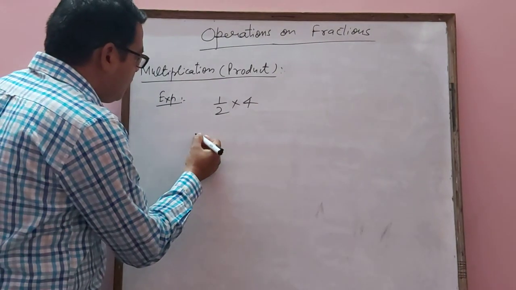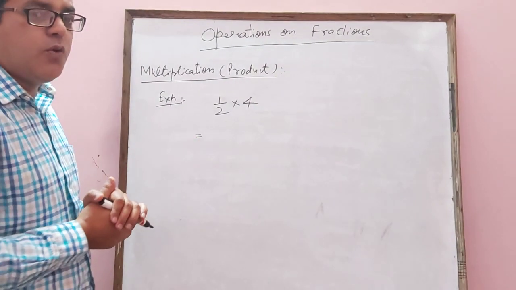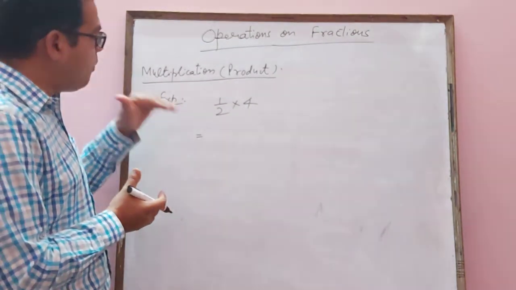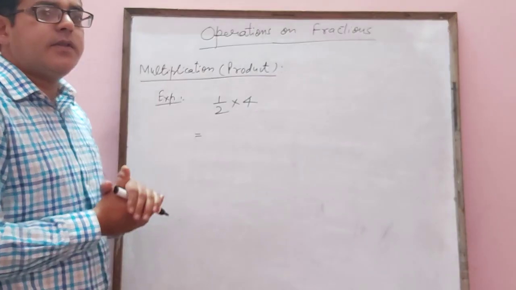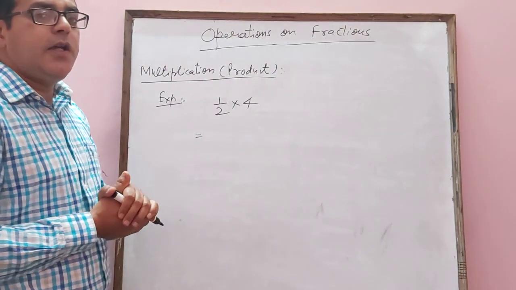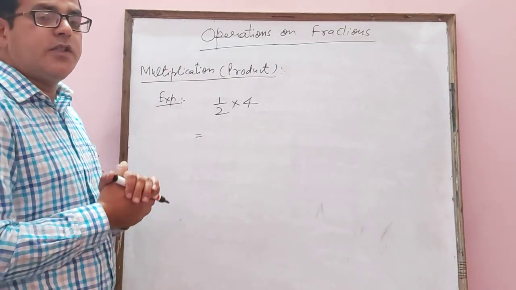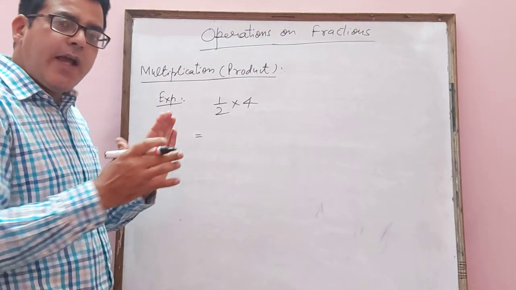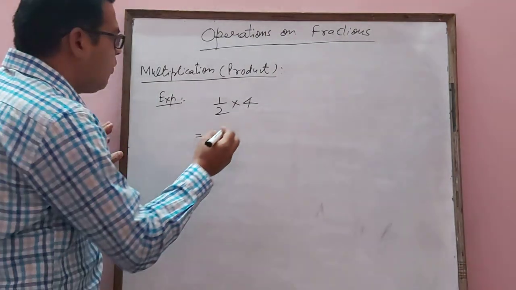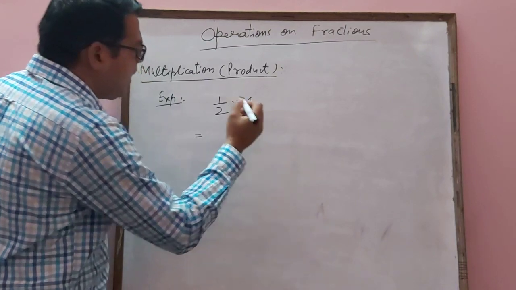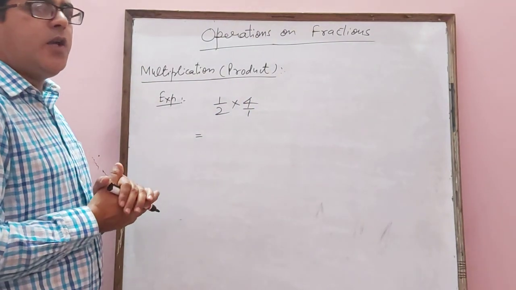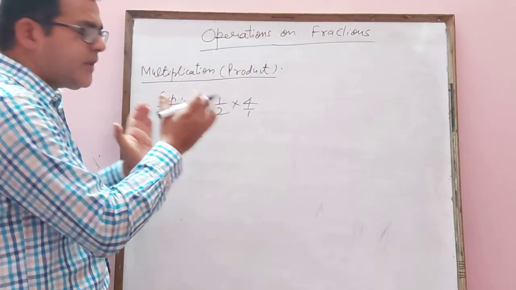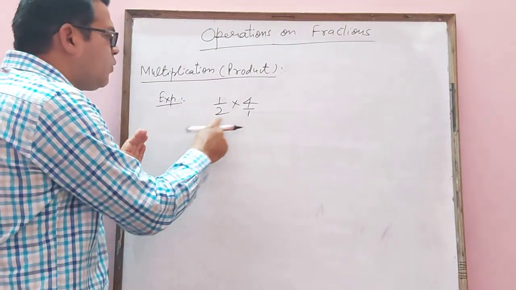See, the first thing that you must know: no need to take LCM or make the denominators the same to multiply two or more fractions. This is very important, right? So no need to take LCM. What we can do here is put 1 as the denominator, so we can write it as 4 by 1. Right? Now we have two fractions here, 1 by 2 and 4 by 1.